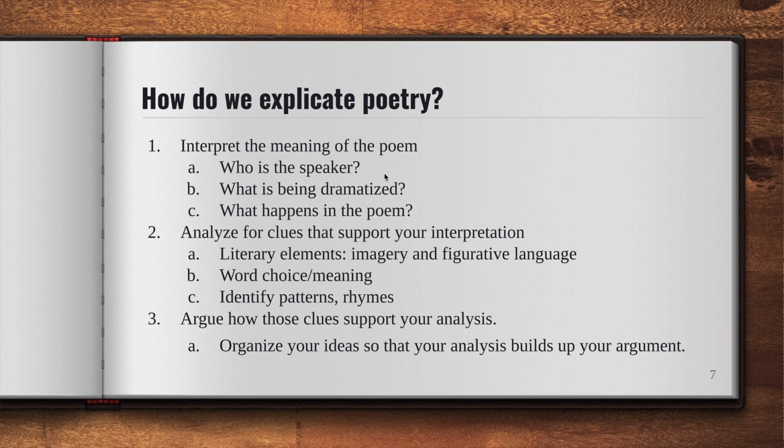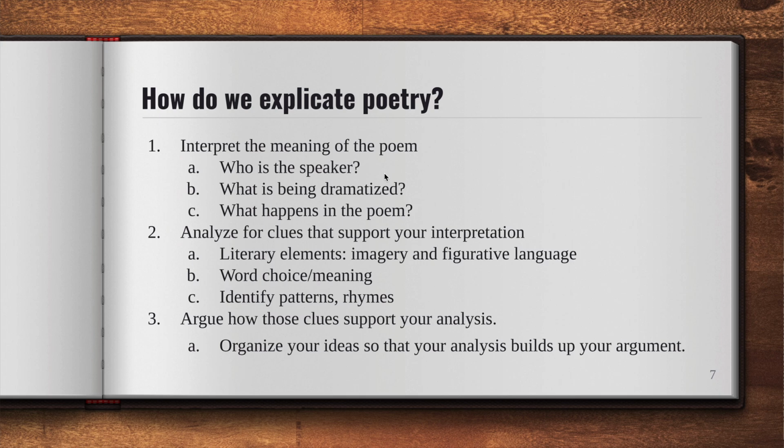So these are literary elements: imagery and figurative language, word choice or meaning. Word choice is super important because we have to think about why the author used, for example, "angry" instead of "mad." So this all has meaning. You'll identify patterns and rhymes.